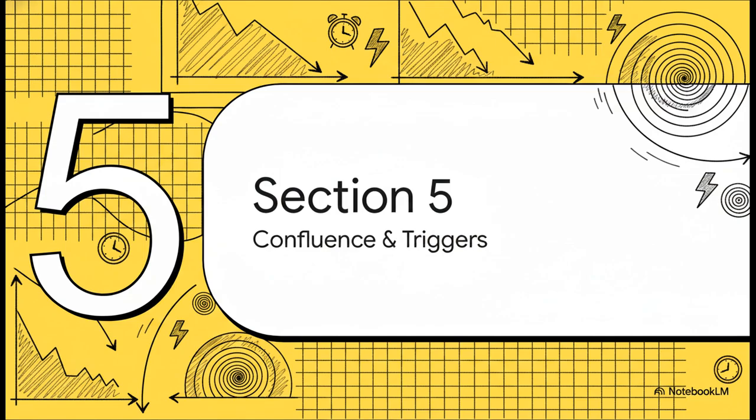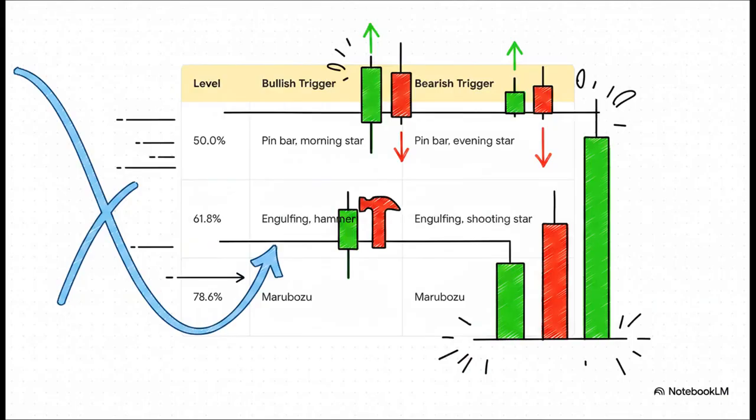On to Section 5, Confluence in Triggers. So once that institutional data beautifully aligns with your Fibonacci grid, we still need specific visual triggers to actually execute the trade. Here's the deal. Fibonacci's great because it tells you exactly where to trade. But these specific, high-quality candlestick patterns forming directly on those retracement lines tell you exactly when to pull the trigger. If you see a low-quality, messy candle at a Fibonacci level, just wait, skip it.